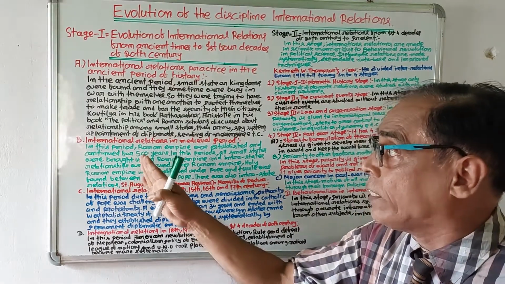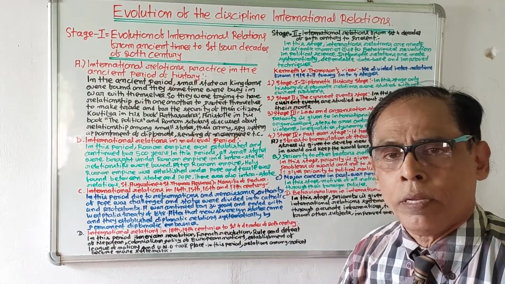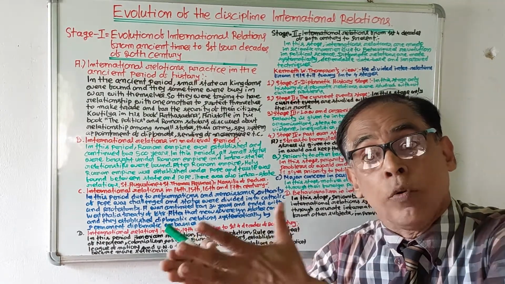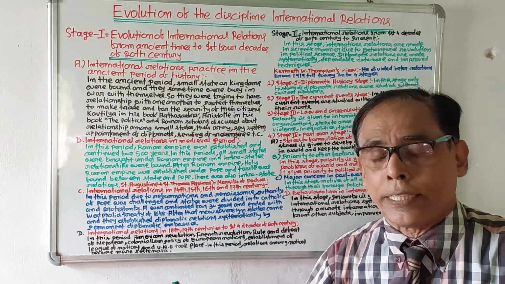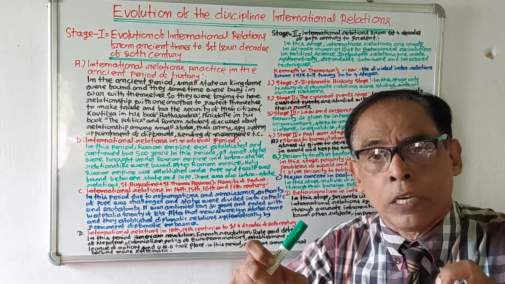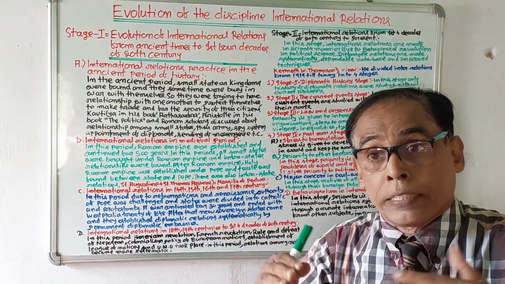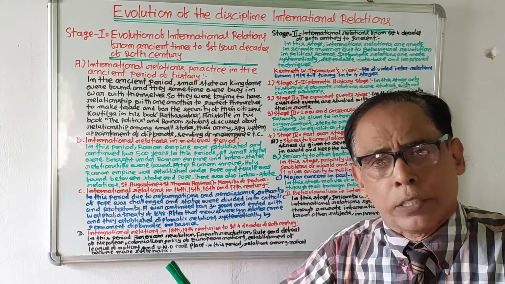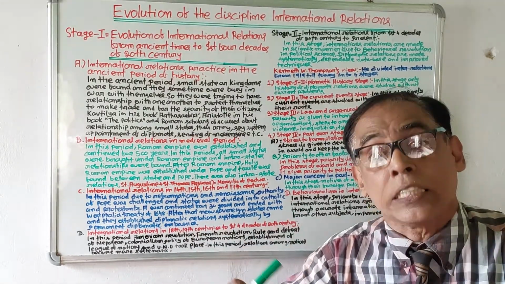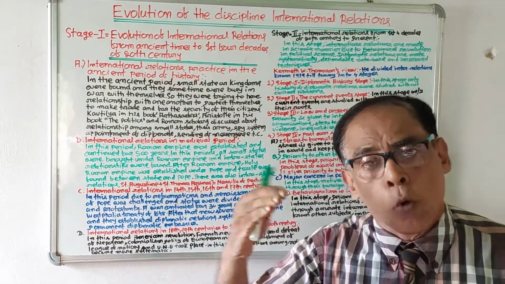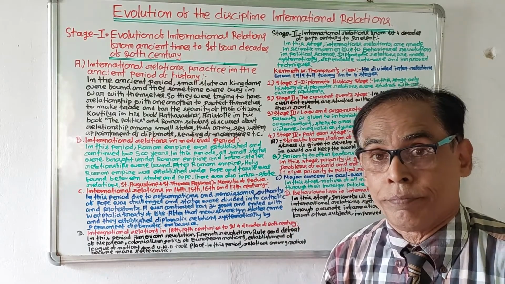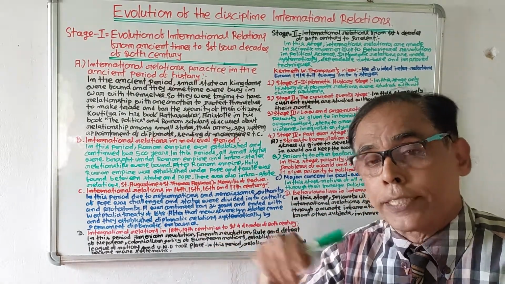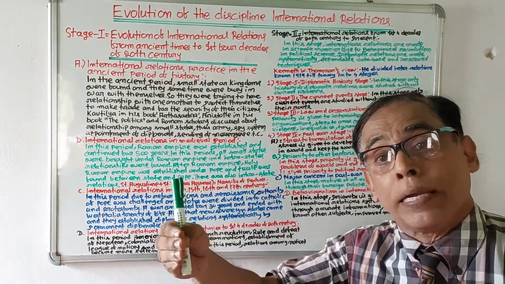The second period is international relations in the medieval period. In the medieval period, the Roman Empire came into existence. When the Roman Empire came into existence, all the small states were brought under it, so a centralized system developed. In spite of the Roman Empire, the small states under it had a relationship with one another. This Roman Empire ruled for 500 years, and after its end, the Holy Roman Empire came into existence.